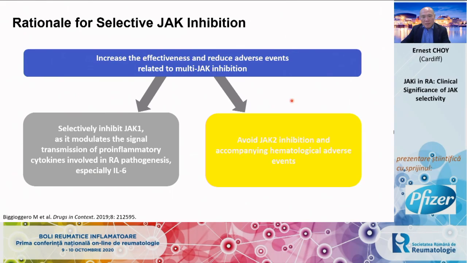There has been this argument that if we have more selective JAK1 inhibition, so something that only targets JAK1, then we can reduce pro-inflammatory cytokine activity mediated by cytokines such as IL-6, but we will reduce some of the side effects associated with JAK2, particularly hematological side effects.